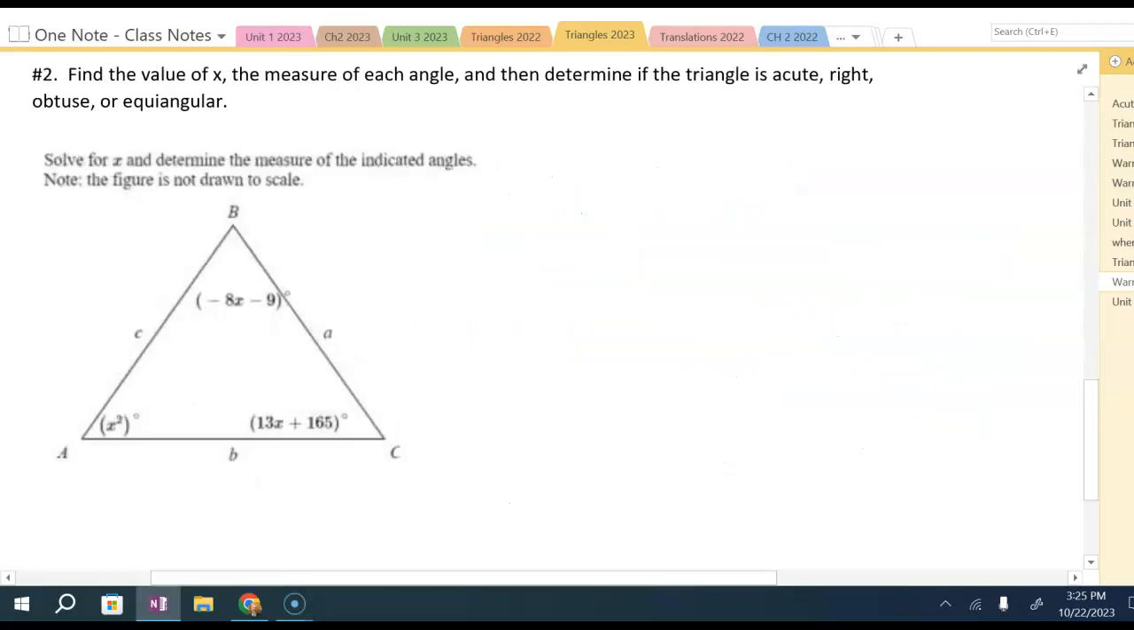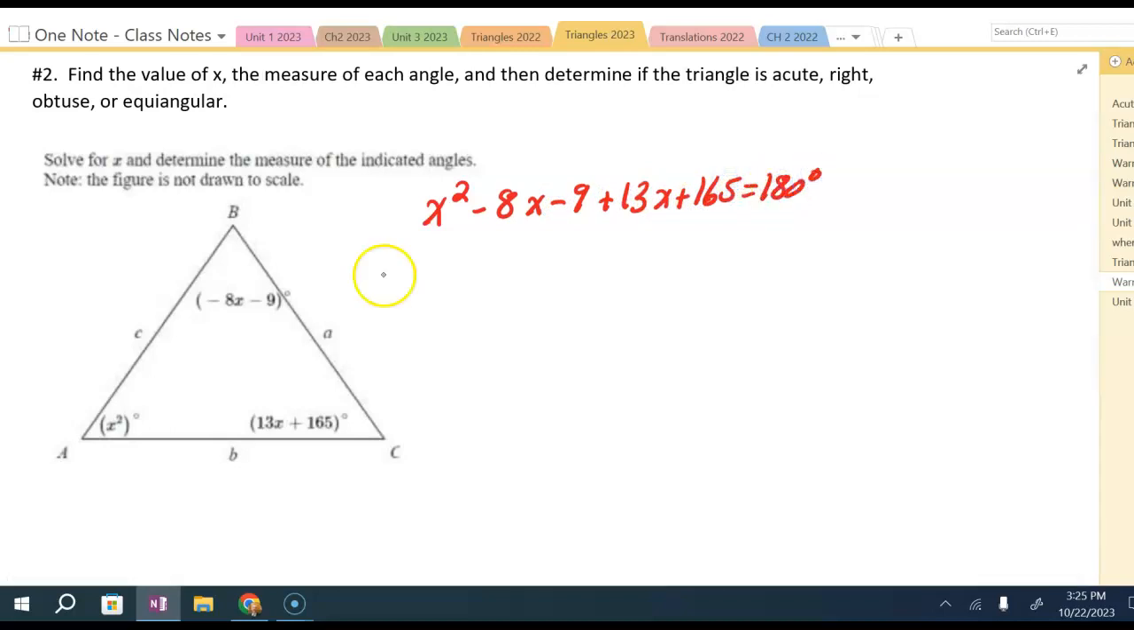Let's take a look at problem number 2 from the warm-up. Again, the angles in a triangle add up to 180. So x squared minus 8x minus 9 plus 13x plus 165 is equal to 180 degrees. So we're going to get x squared. When I combine the x's, I get plus 5x. And 165 take away 9 on my calculator is 156.